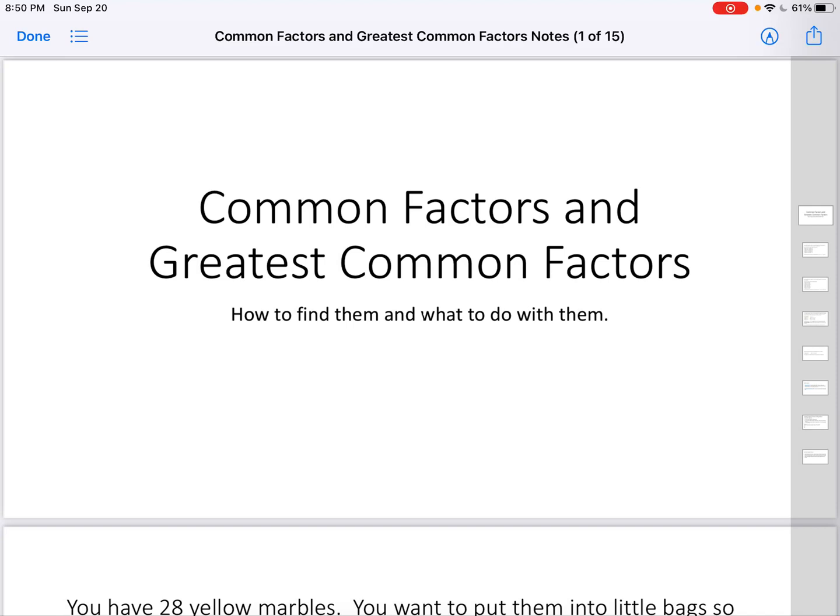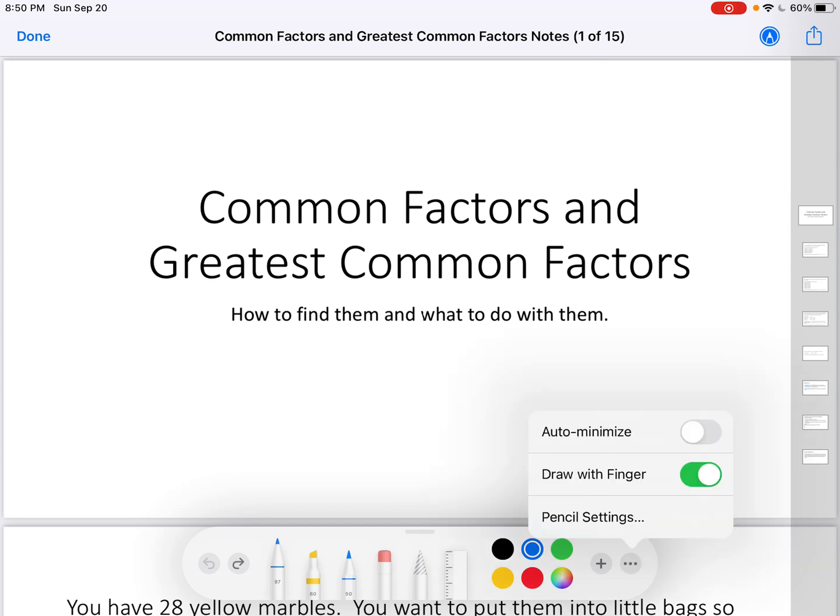Hello. Before we start today's lesson, there's something new about iOS 14 that I need to show you. When you tap on the annotations button, you have to hit these three dots and make sure draw with finger is on. Otherwise, you can't draw with your finger. I discovered that halfway through making this video, and I didn't want you to have to discover it also. Okay, so on to the video.